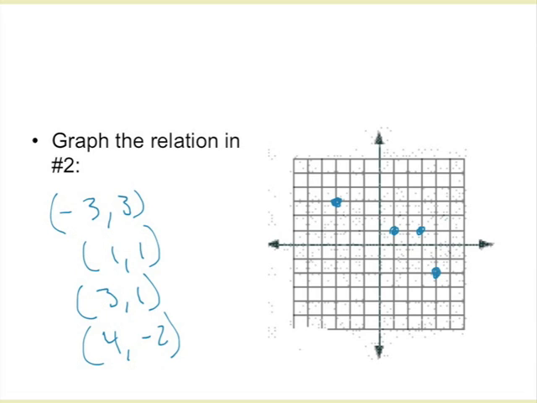We said in question number 2 that this was a function, and we can see also that it passes the vertical line test. Anywhere I draw a vertical line, I only hit one point. It doesn't work for horizontals, but we don't care about that. All we care about is drawing vertical lines and making sure that we don't hit more than one point.